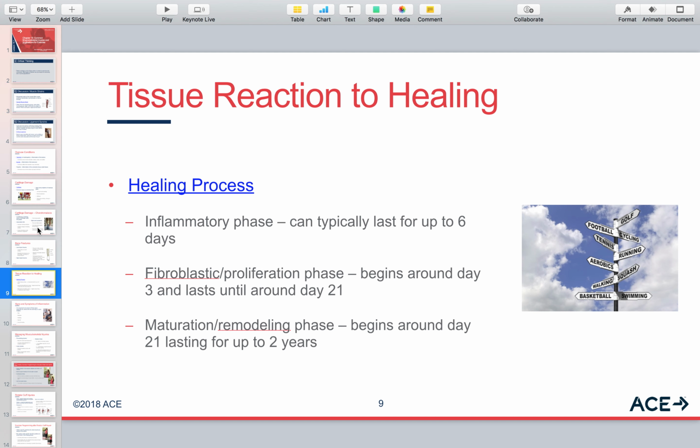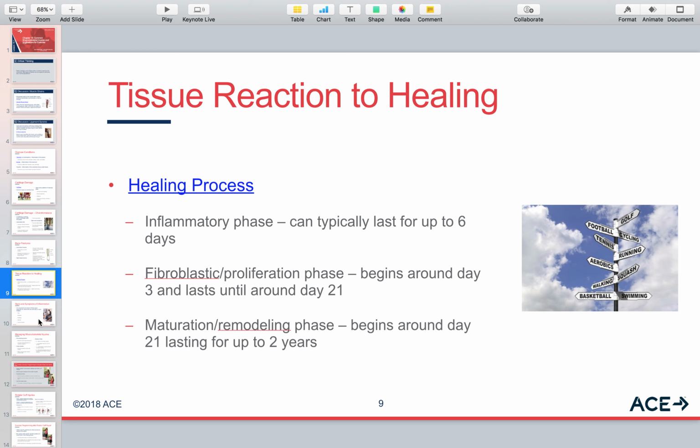First is going to be the inflammatory. So inflammation is going to take place. That is a sign of healing. It can typically last for up to 6 days. Fibroblastic proliferation phase begins around day 3 and lasts until day 21. Then we have the maturation phase, begins around day 21 and can last for up to 2 years.